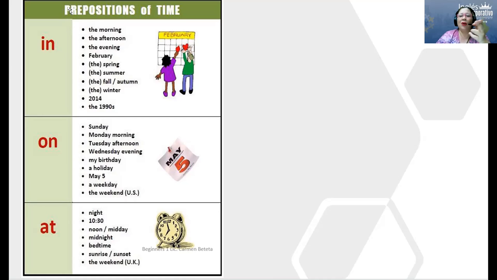All right. Continuamos, ¿sí? Prepositions of time. Porque lo que tenemos que aprender son expressions, ¿ok? No nos vamos a aprender el in, el on y el at. Nos vamos a aprender qué cosas van con in y qué cosas van con on y cuáles van con at. ¿Ok? Entonces, vamos todos leyendo y repitiendo, ¿sí? In the morning. In the afternoon. In the evening. In February. In spring.